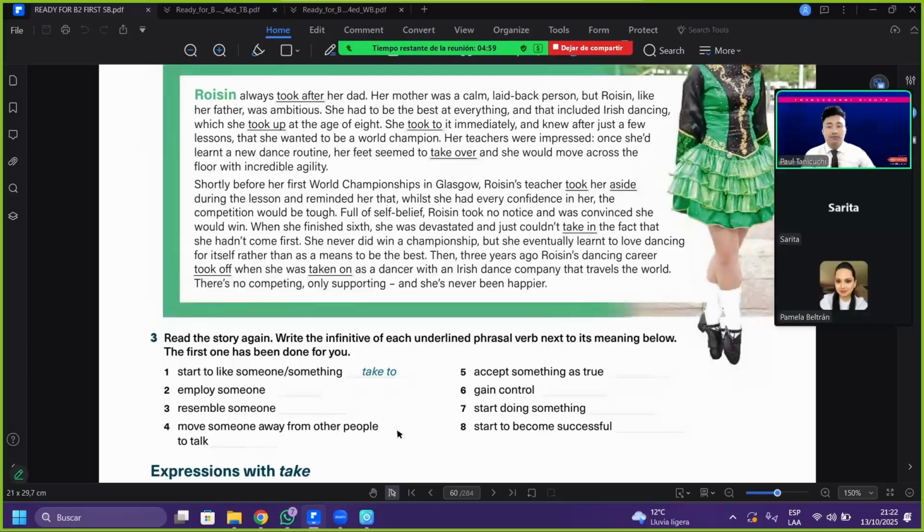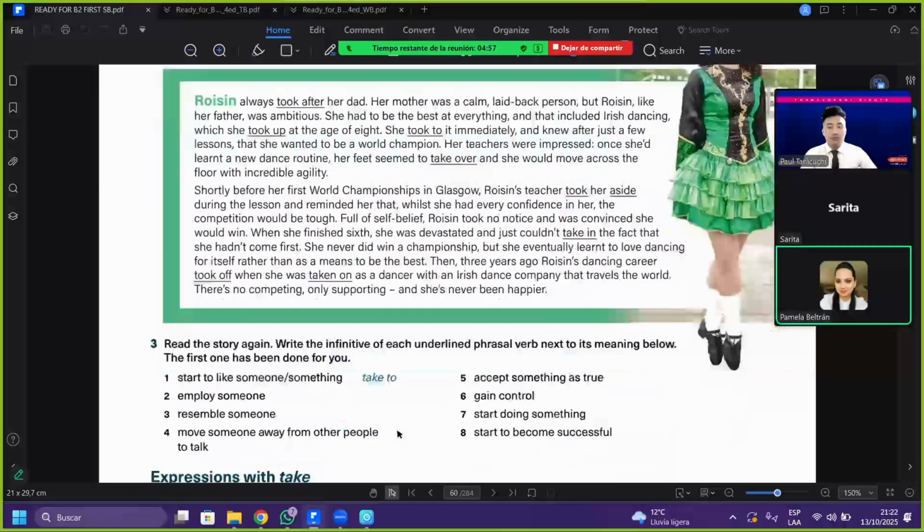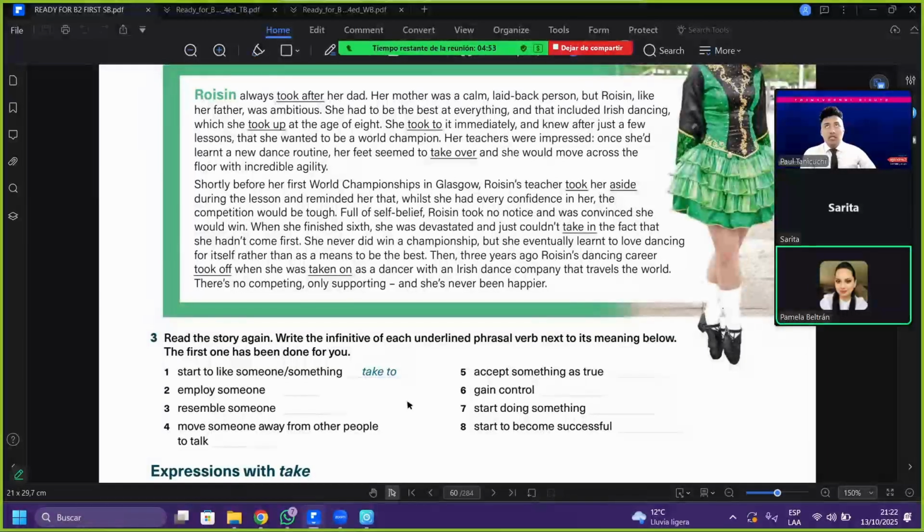Take to. Is it similar to take up? No, because take up is to start doing something, but take to is to start to like someone or something. That is the difference. For example, you can say, she is taking to her new job. She is taking to her new job.